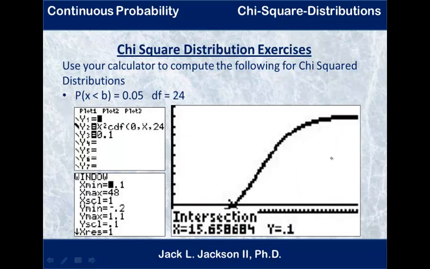Now we're going to compute the following. The probability that x is less than b is 0.05, and we have 24 degrees of freedom. Try to find b.